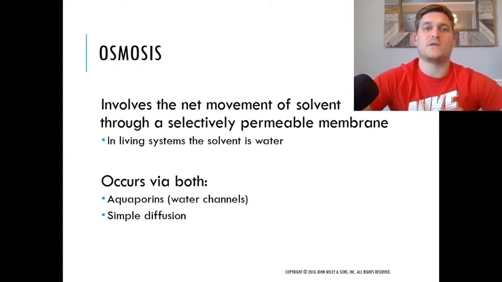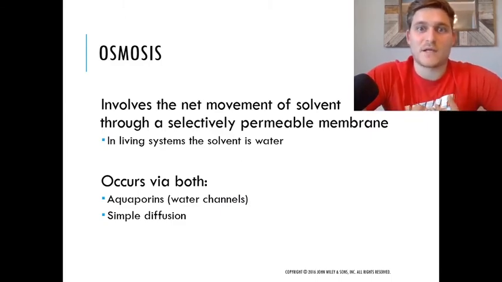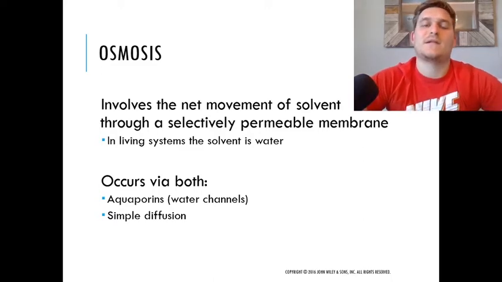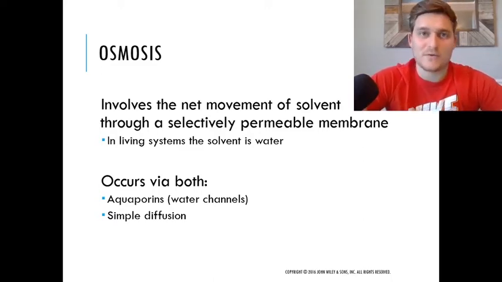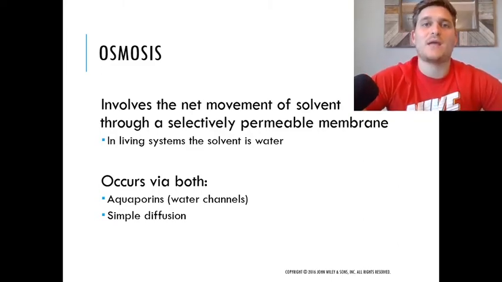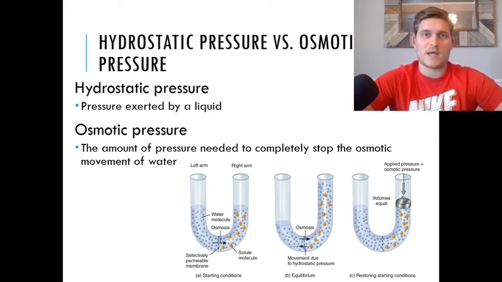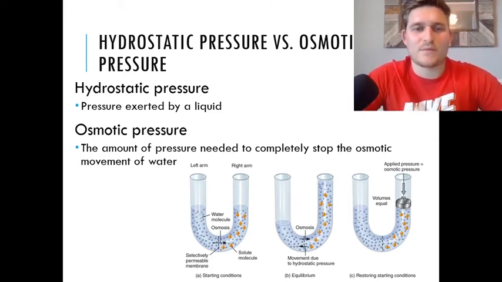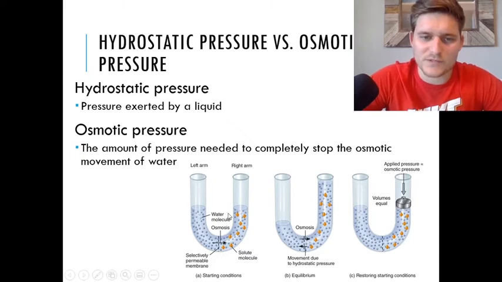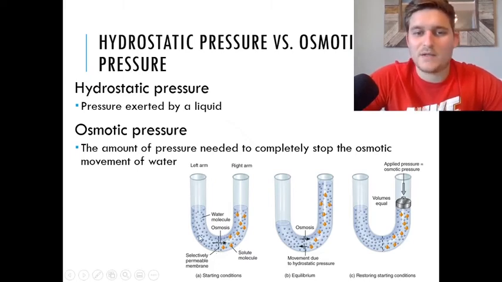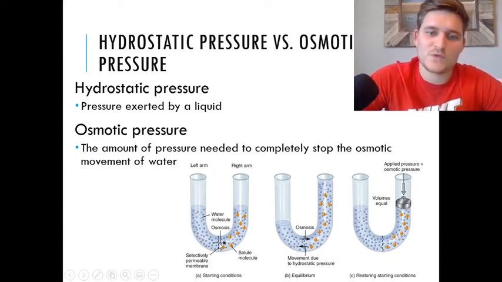Osmosis is going to be the movement of a solvent, in our case water, through a selectively permeable membrane, and this is going to happen due to water channels that exist inside the membrane and because of simple diffusion. Water is going to be able to move across a selectively permeable membrane, and once we start adding solutes to a solution where there is a membrane, the solvent is going to want to move to where these solutes are in higher concentration.